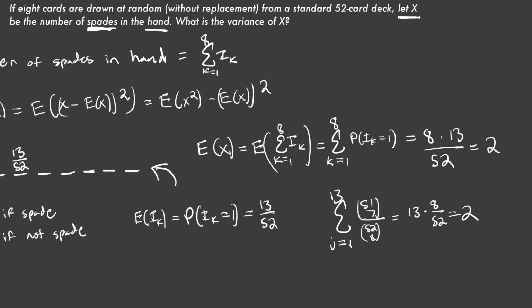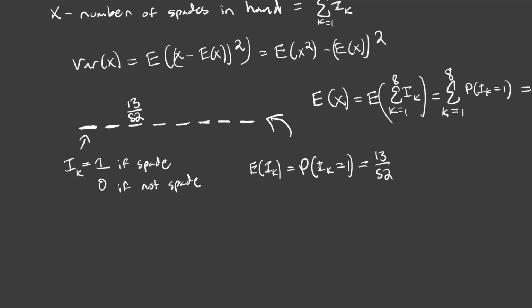So you could have defined your indicators like this, but we did it the other way because that one is more simple, so we'll just stick to the way up top. However, the variance is not as simple as the expected value. The variance of X is going to be a little bit more complicated. Let's do that down here.